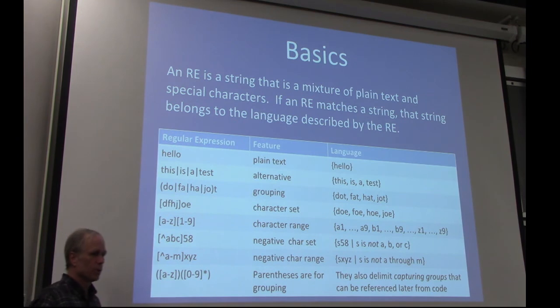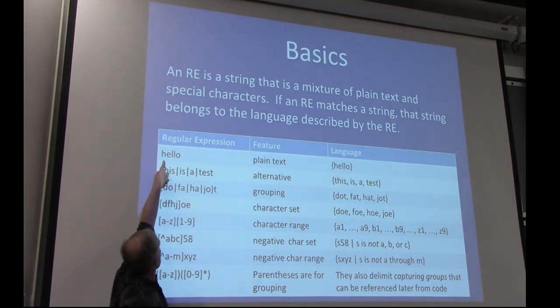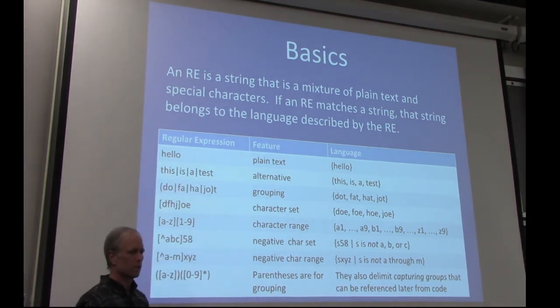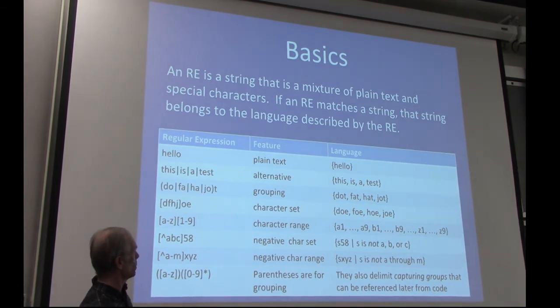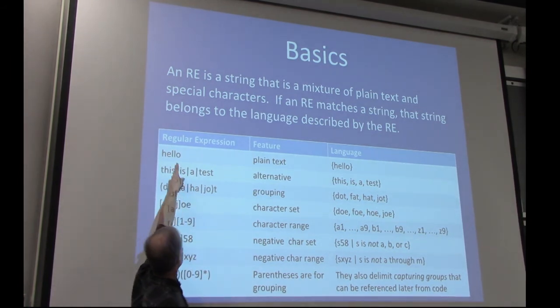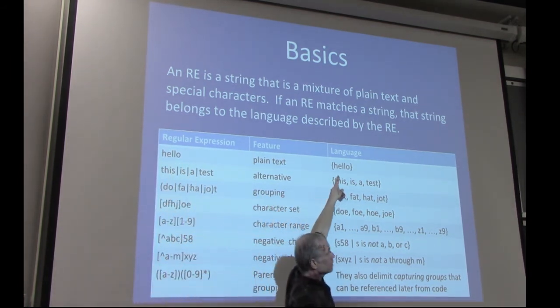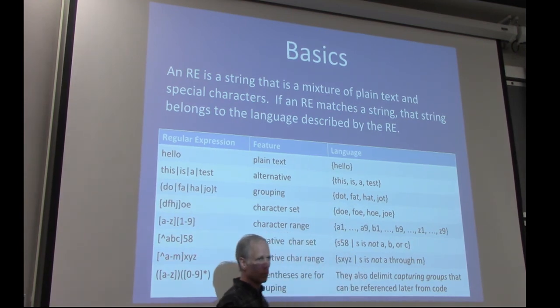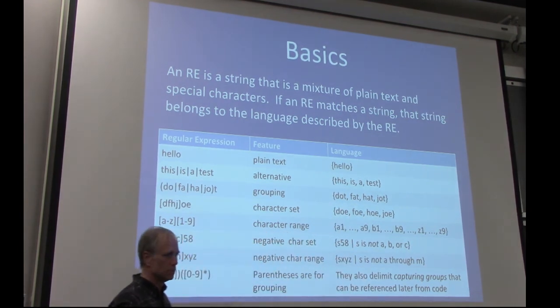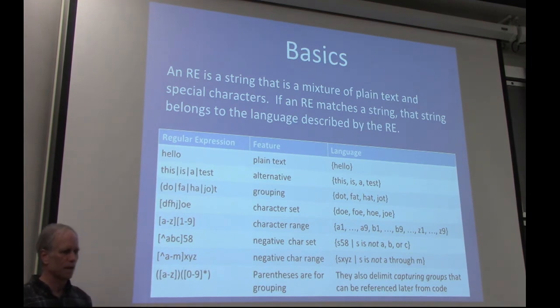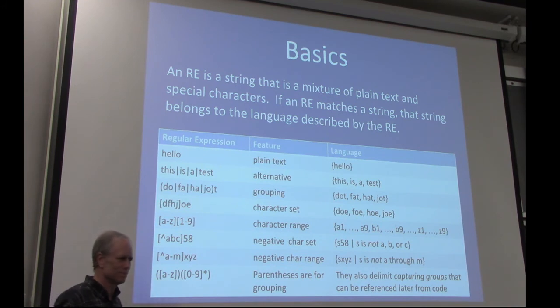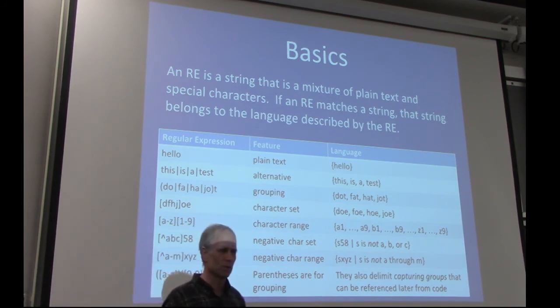So let's just go through them here. Here's the first example of a regular expression, hello. It's just plain text. And that just describes the string hello. So the language this describes is this set right here, the set containing the string hello. That's the simplest regular expression. If you were trying to find an occurrence of hello in a string, you probably wouldn't bother with a regular expression, because there's an indexOf method in strings you would use.